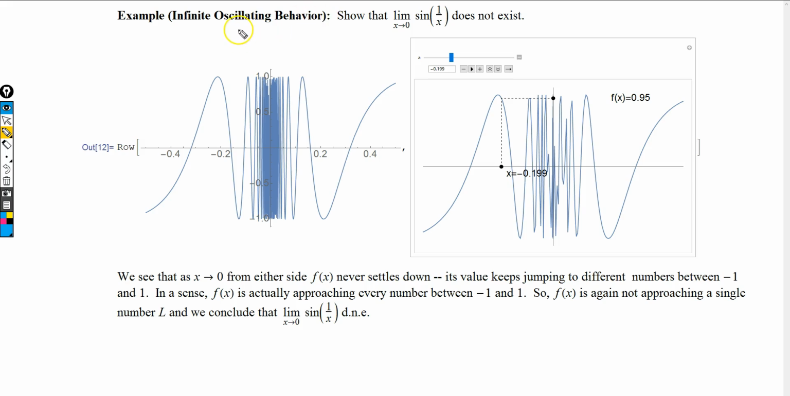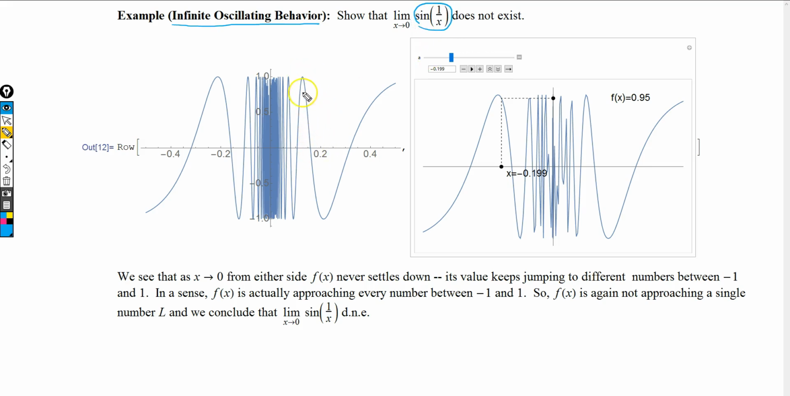The last example we're going to look at here for a limit not existing is what we call infinite oscillating behavior. Now this is a rather strange example of when a limit does not exist, and you won't run across it very often, but it is something that we need to consider. So let's take a look at the limit as x approaches 0 of the sine of 1 over x.